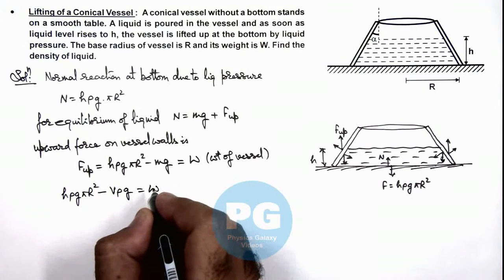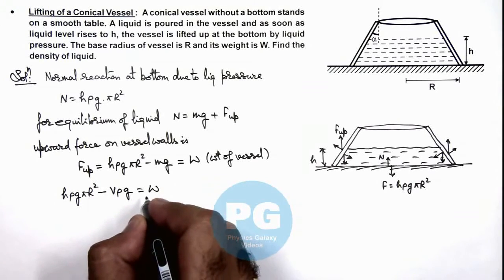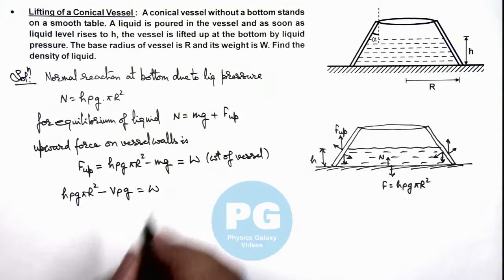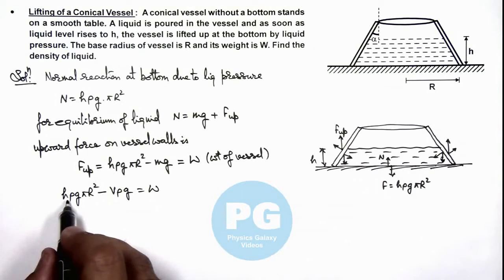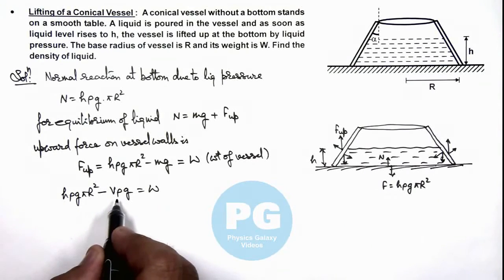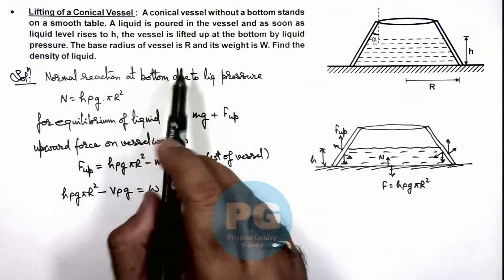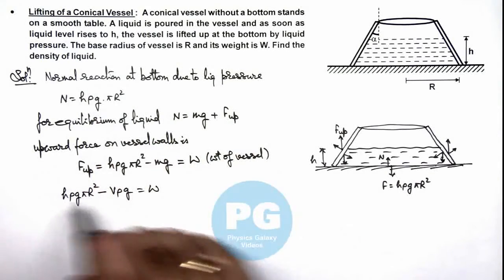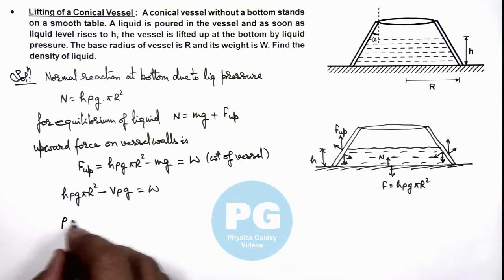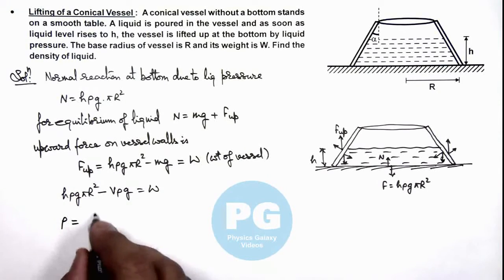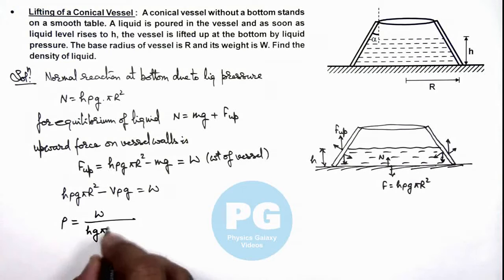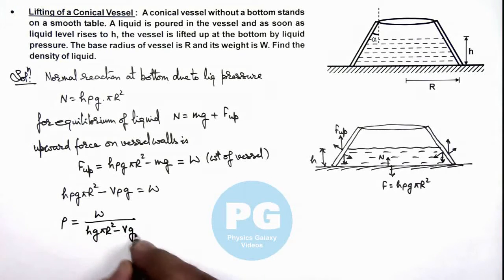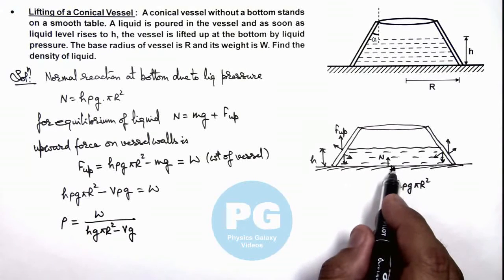So in this situation, first we can calculate the value of the volume of liquid, and then we can substitute it here to get the value of rho, because we are required to find the density of liquid. So from this relation we can see the density of liquid rho we are getting is W divided by Hg pi r square minus Vg. So we just need to substitute the value of the volume of liquid.